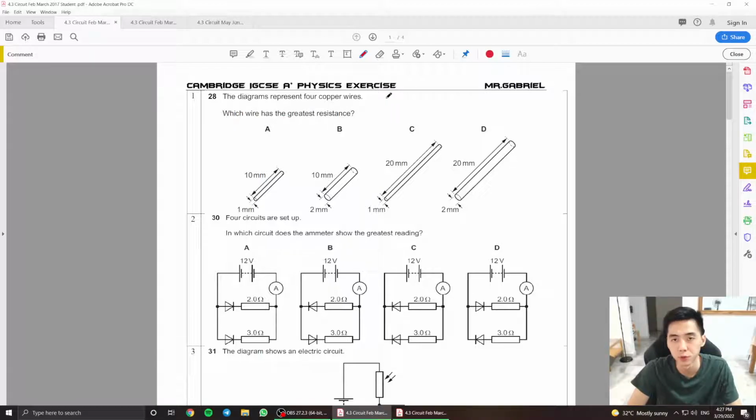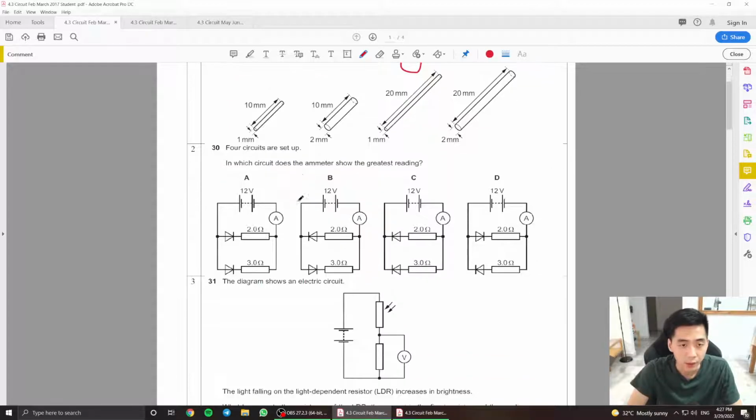From here, you're supposed to recall the formula that resistance is directly proportional to length and inversely proportional to area. Meaning to say, the longer the length, the greater the resistance. The smaller the cross-sectional area, the greater the resistance as well. So looking at this part here, this one has the greatest length and the smallest cross-sectional area. So C is definitely supposed to be the answer here.